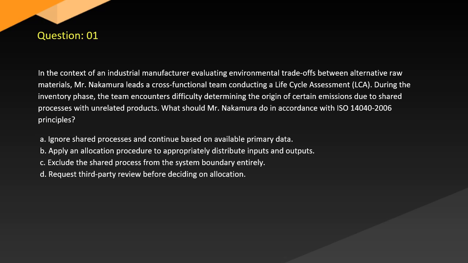A. Ignore shared processes and continue based on available primary data. B. Apply an allocation procedure to appropriately distribute inputs and outputs. C. Exclude the shared process from the system boundary entirely. D. Request third-party review before deciding on allocation.